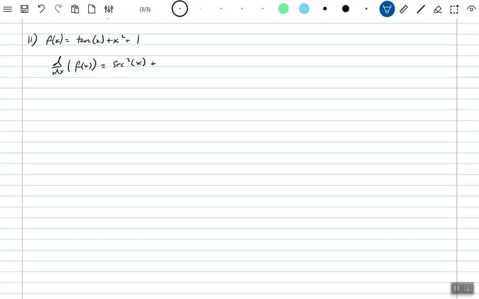Well, what is the derivative of x squared? Well, the derivative of x squared is just 2x. Just a simple application of the power rule. Pull down the exponent, subtract 1, and then plus the derivative of 1, which is just 0. So this derivative is just secant squared of x plus 2x. And then there we have our derivative.